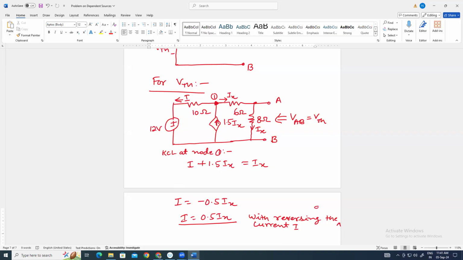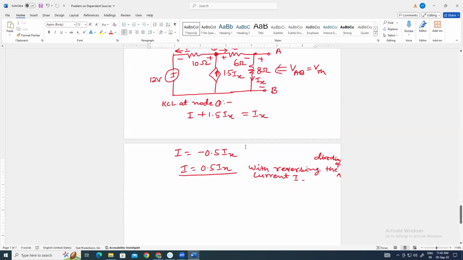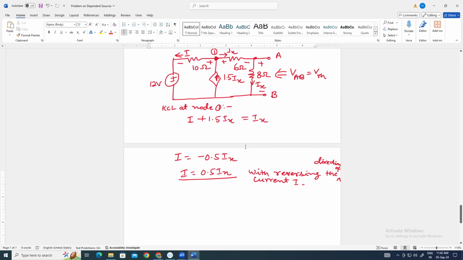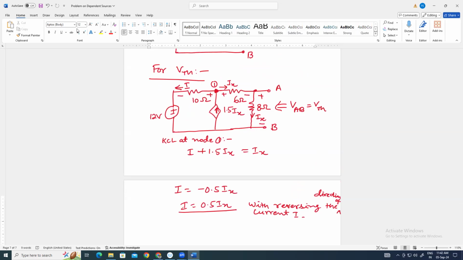With reversing the direction of current I. Okay, so now here we can assume the polarity, meaning we can take the voltage polarity plus minus here. Here on this side there is current, so plus minus, and here also plus minus. Okay, so we can calculate the value of current Ix by applying KVL in the outer loop.